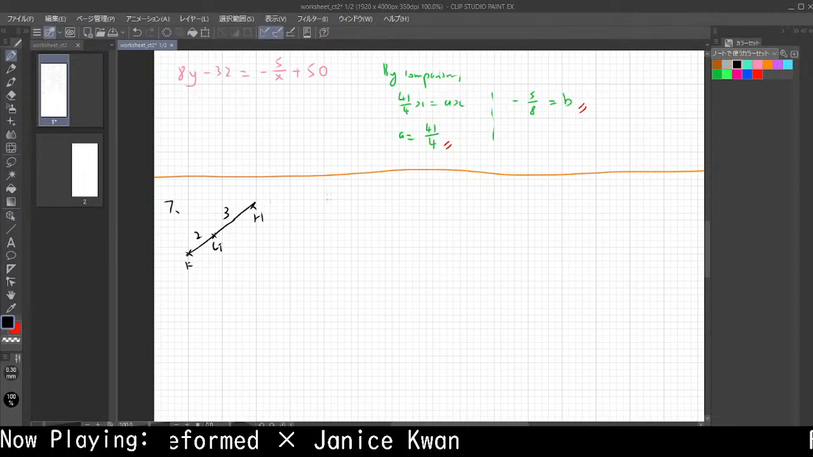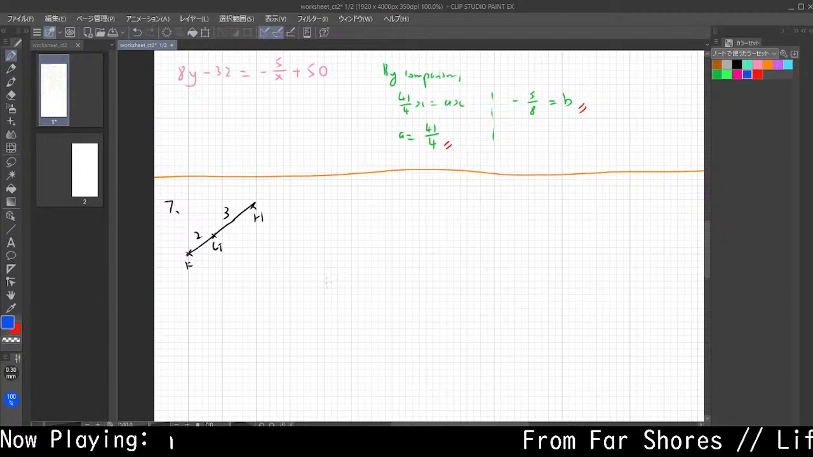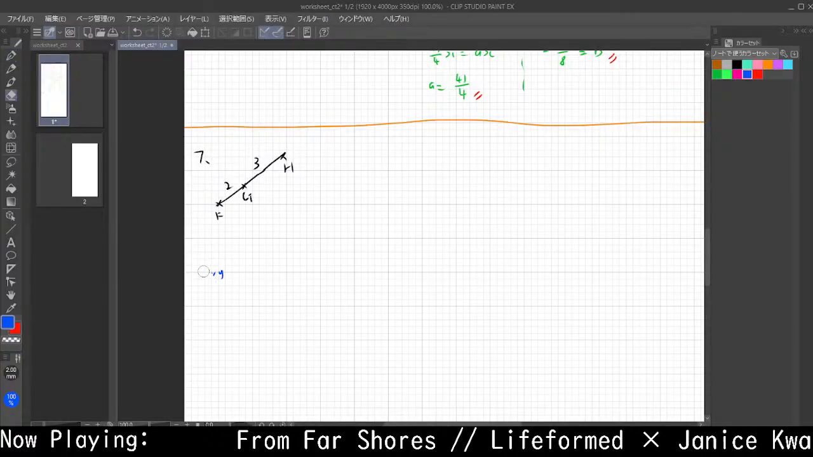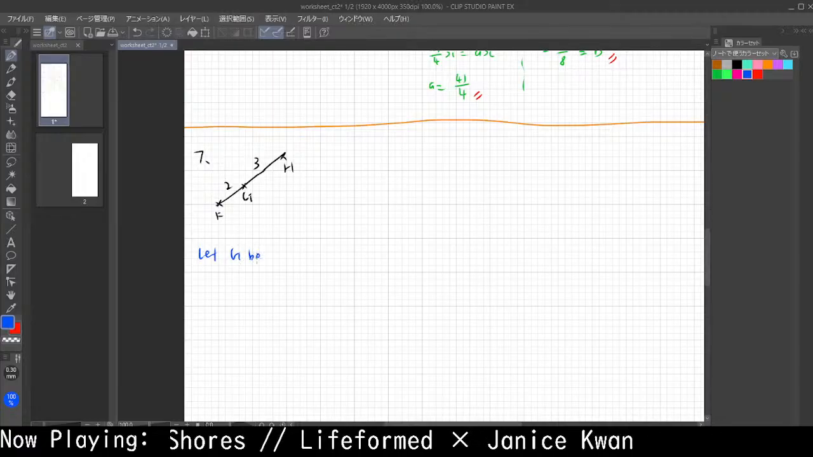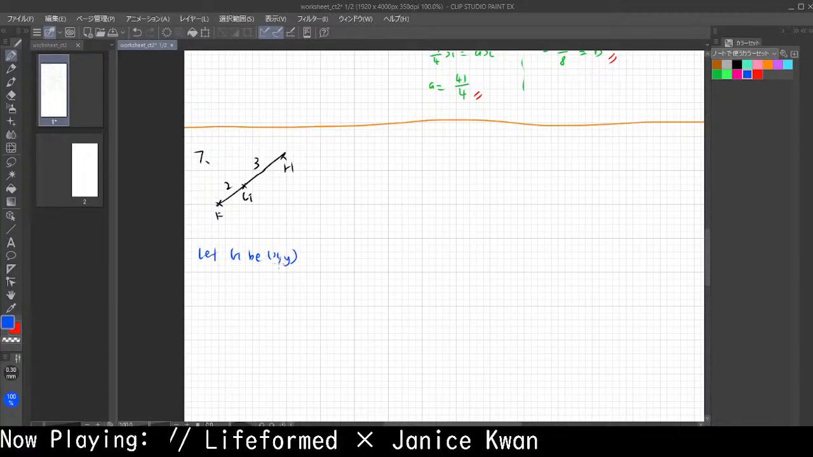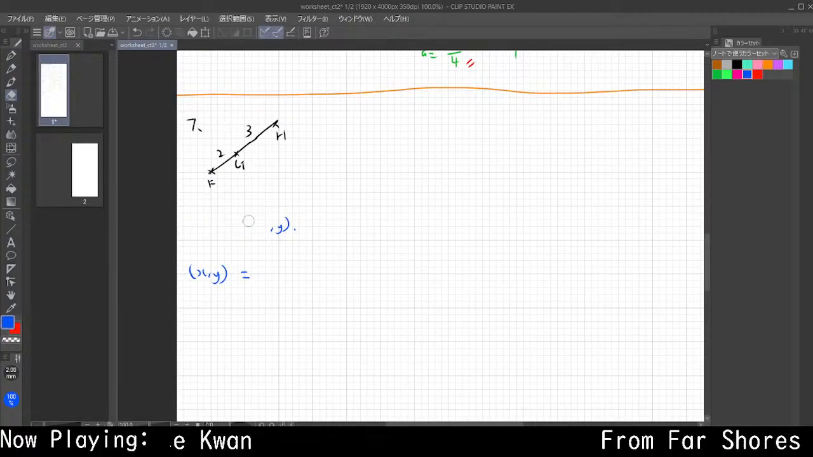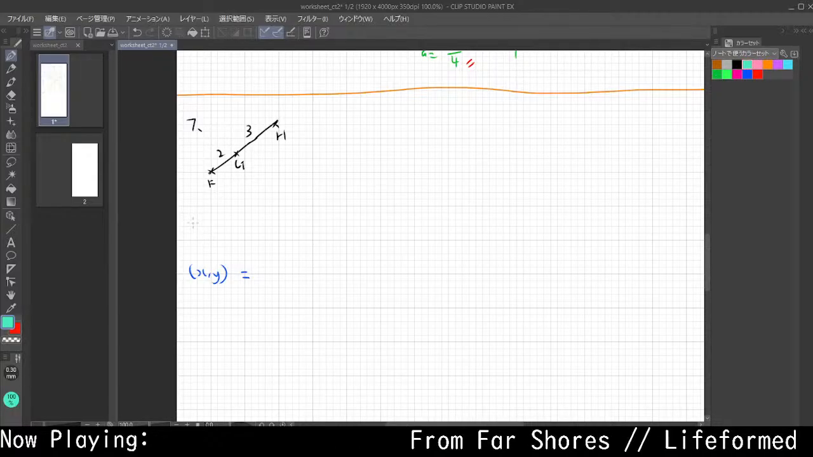Okay, since G is in the middle and is unknown, you can just directly use the equation. I didn't say G is xy, so please let G be x comma y. So x comma y equals, actually let me just write this in a different color so that it stands out a bit more.